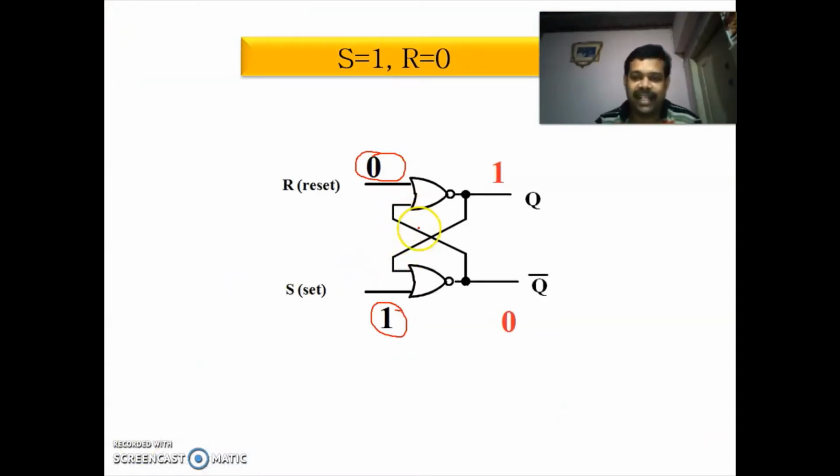So first we are going to check the first condition, S is equal to 1 and R is equal to 0. From the truth table of the NOR gate, we know that if one of the inputs of the NOR gate is 1, its output is 0. If this output Q bar is 0, Q is 1. So these two are complement of each other.